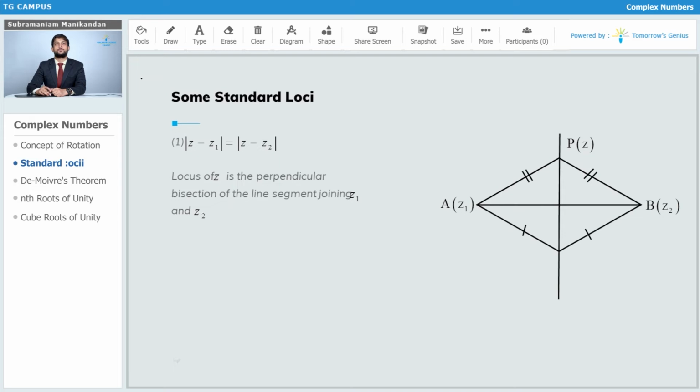Now, the perpendicular bisector of a line segment joining z1 and z2 is given by modulus of z minus z1 is equal to modulus of z minus z2.